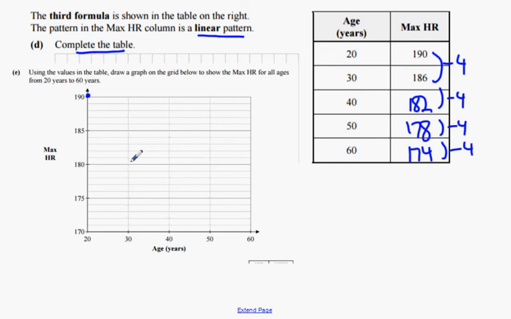30 and 186. 86, 87, 88, 89, 90. So 86 would be here. 40 and 182. 50 and 178. Finally 60 and 174. And what you can see here is your heart rate dropping as you get older. You're only allowed a lower heart rate as you get older.